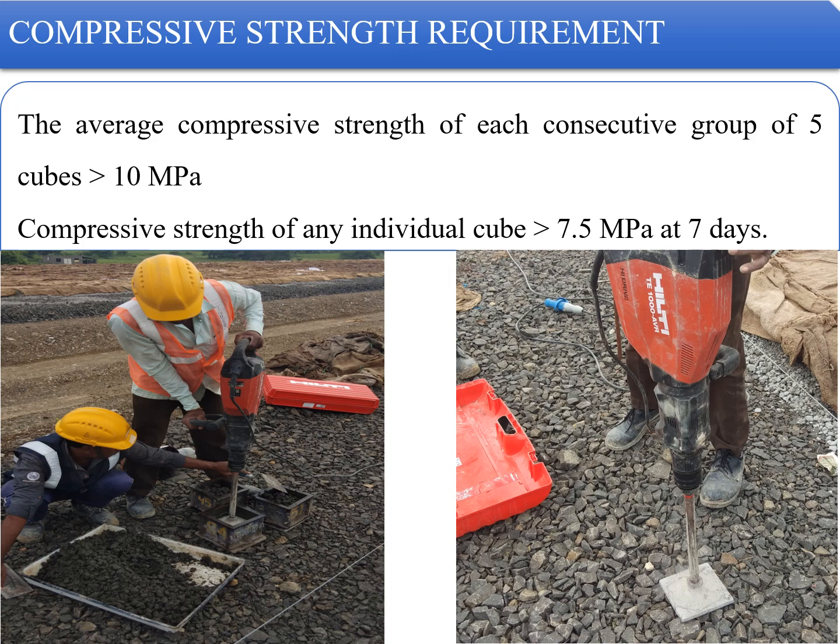So the second criterion is the compressive strength requirement, which is that the average compressive strength of each consecutive group of 5 cubes should not be less than 10 MPa, and the compressive strength of any individual cube shall not be less than 7.5 MPa when tested at 7 days.